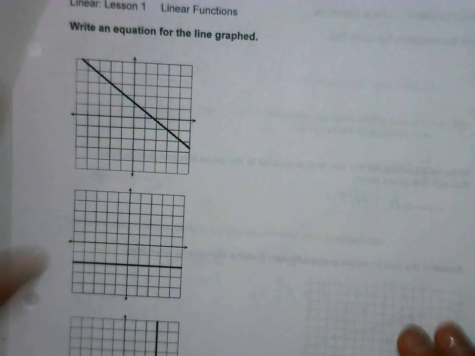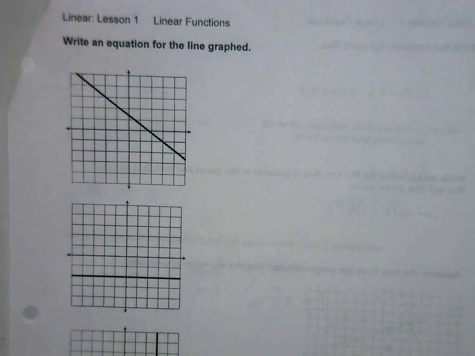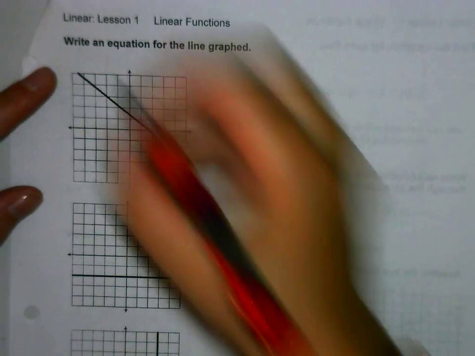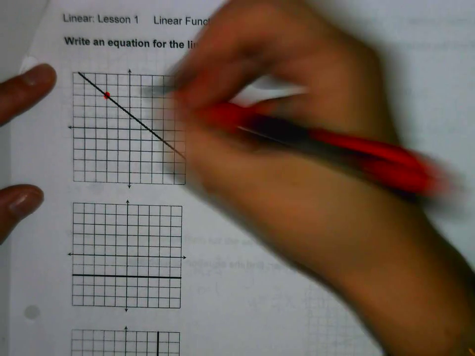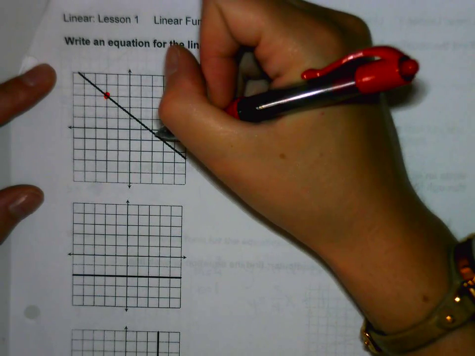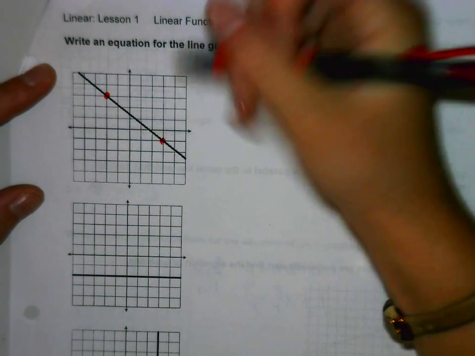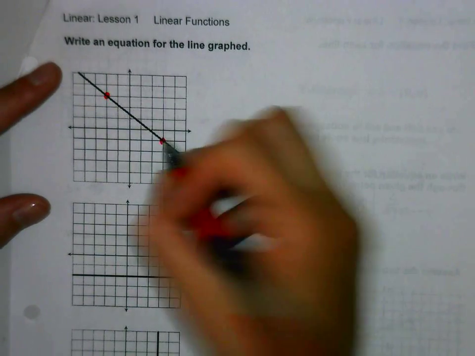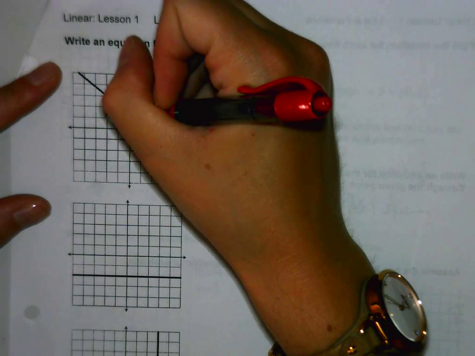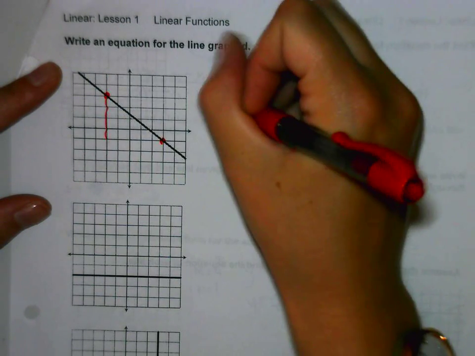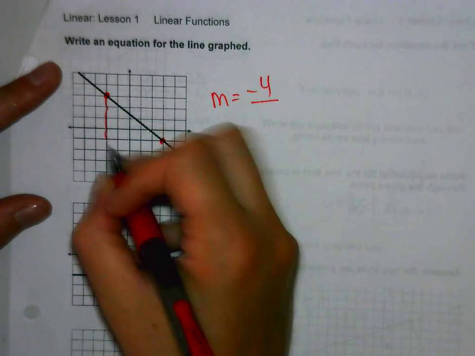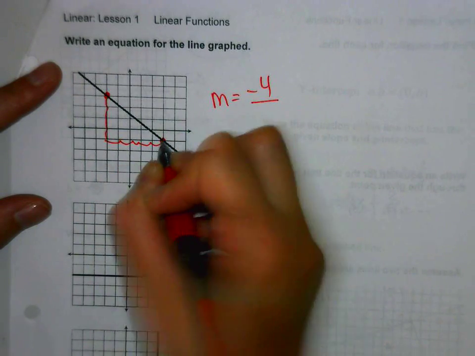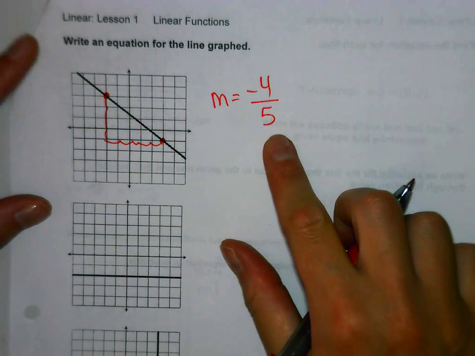Now let's look at how we can use point slope form to graph. Let's first take a look at our graph and find 2 points that we can work with. Looks like we're going down 1, 2, 3, 4, and we're going over 1, 2, 3, 4, 5. So we have a slope of -4/5.